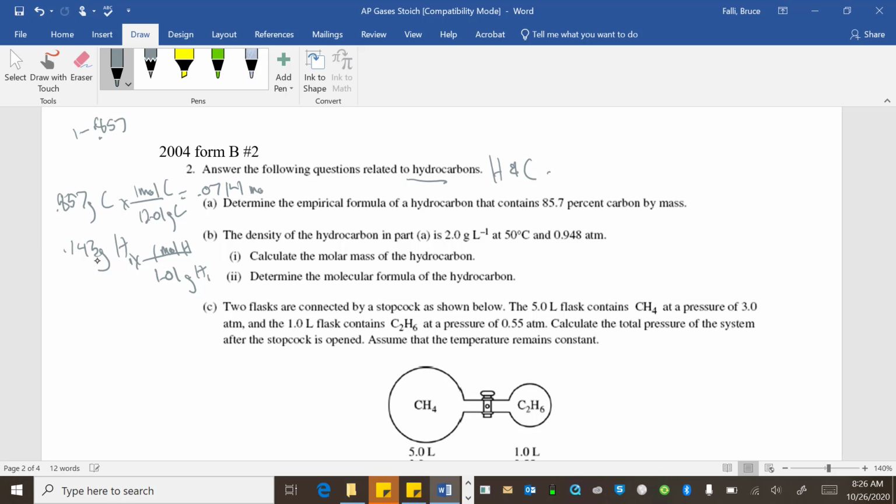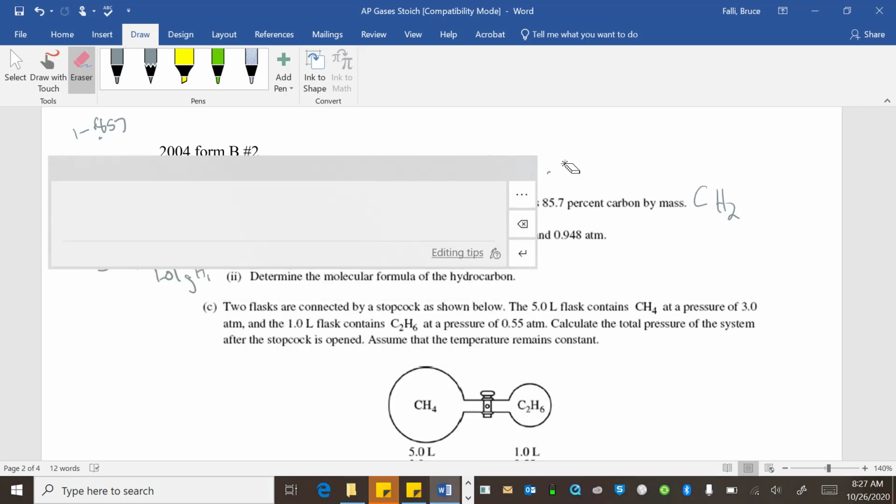0.0714 moles, and then 0.143 divided by 1.01 is 0.1415 moles. I should have known that. And then, if you recall, we divide by the smallest to get the empirical formula. 0.0714 divided by itself is going to be 1, and this is going to be 2. So that means this is going to be C1H2, and I really wish you wouldn't put the 1 there.